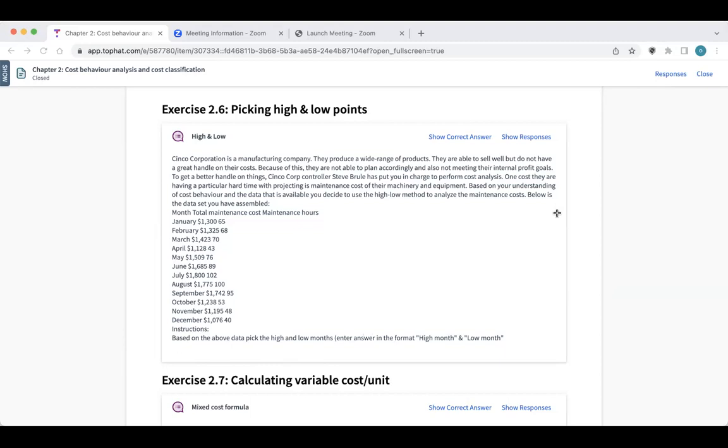For July, my cost was $1,800. For December, my cost is $1,076. So the difference is $724, excuse me, dollars. That number is going to be divided by the difference in hours, or the independent variable used in July versus December. So in July, we used 102 hours, less the amount that we used in December, which was 40 hours. 62 hours is the difference. Those two numbers I'm going to divide to get my variable cost per unit, my slope.